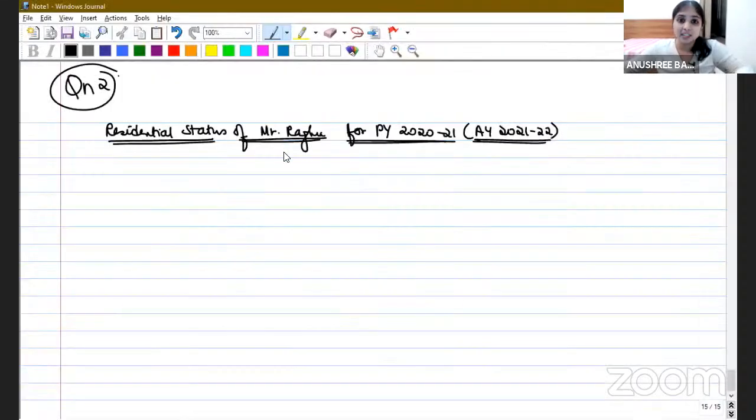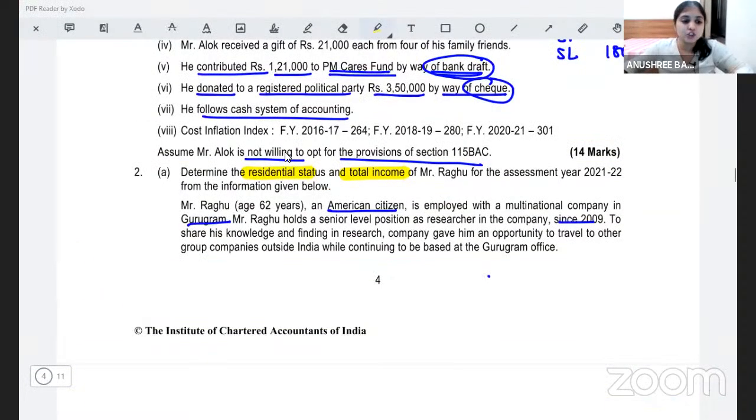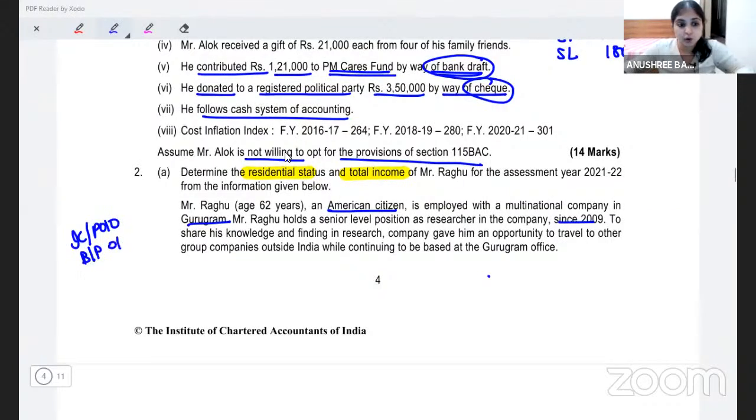Now to apply the special provision, the assessee should be an Indian citizen or a person of Indian origin. He must be engaged in business or profession outside India. He must be coming on a visit to India in the previous year, and his total income minus income from foreign sources should be more than 15 lakhs. All these conditions should be fulfilled.